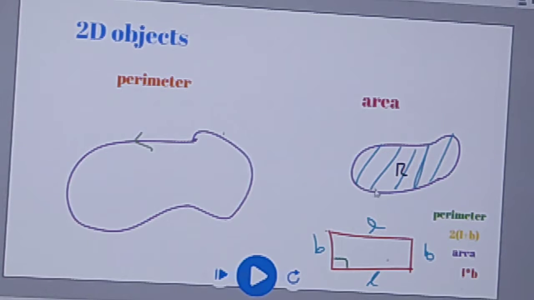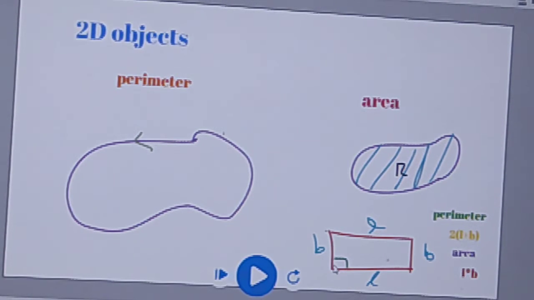So the violet color represents the boundary line. Inside the boundary line the region exists. The region is the area, we can say. And observe the rectangle.